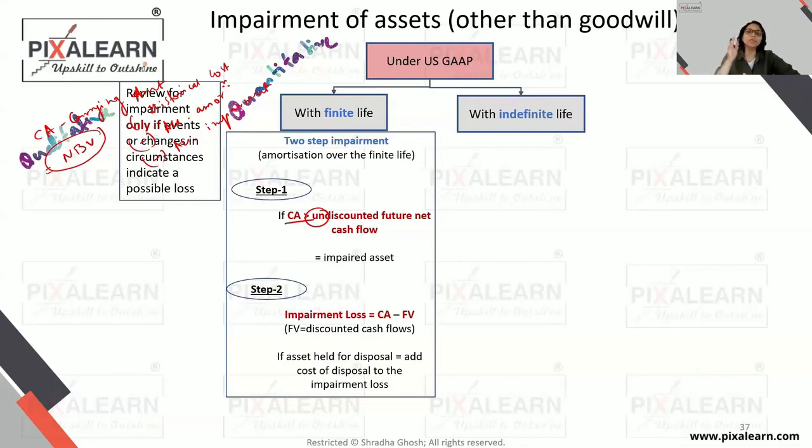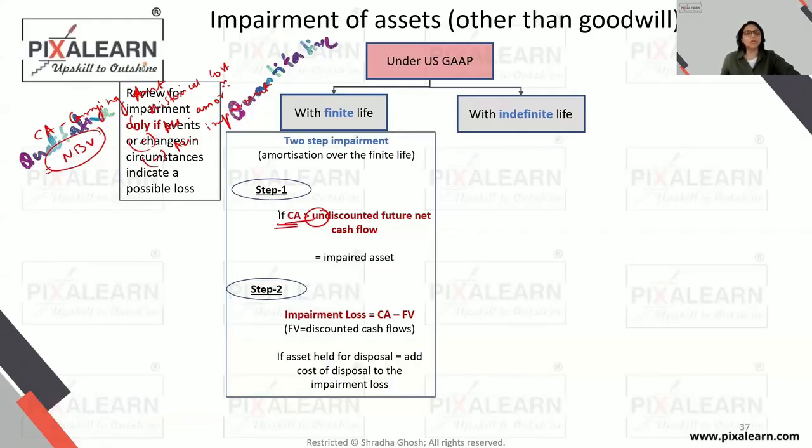How do I do that? First, I'm going to compare the value that is being shown in my books and pitch it against the undiscounted future cash flows. If what I'm going to get is more than what I have in my books, I'm just going to forget the discounting. I'm going to say, no, the asset is not impaired.